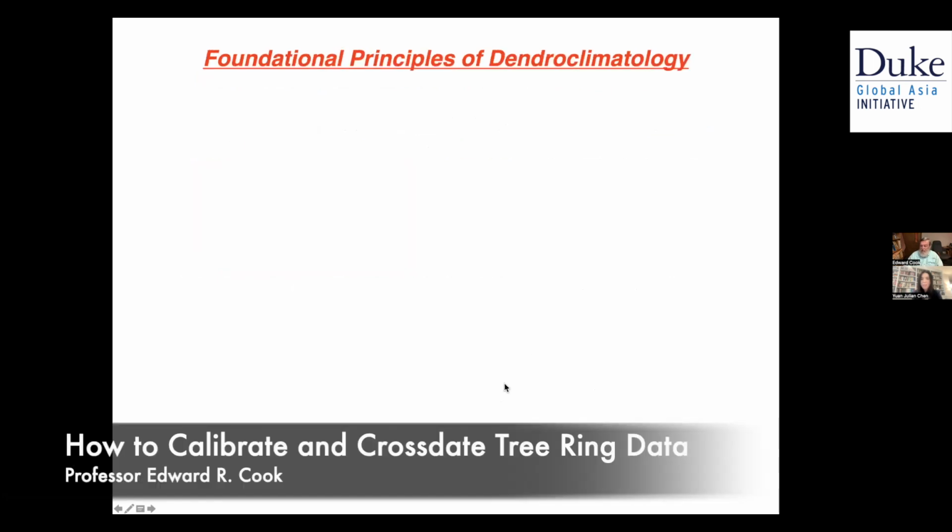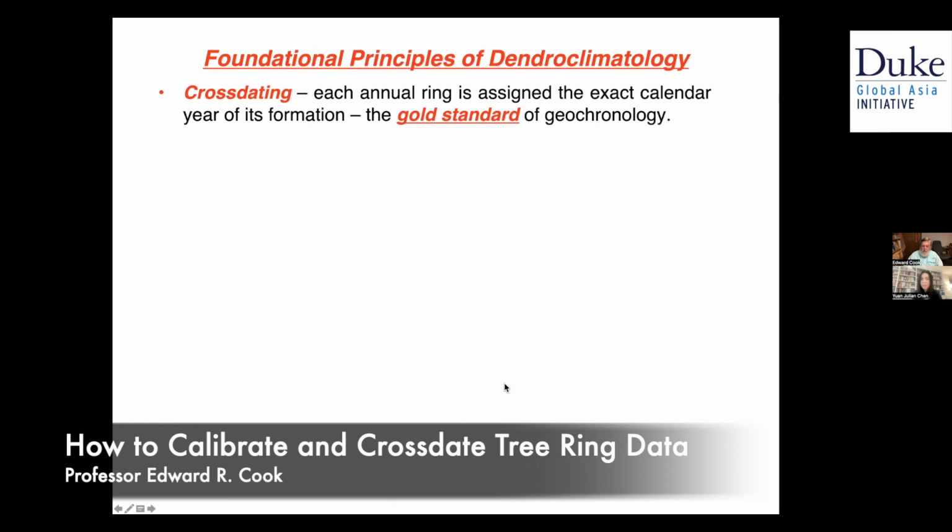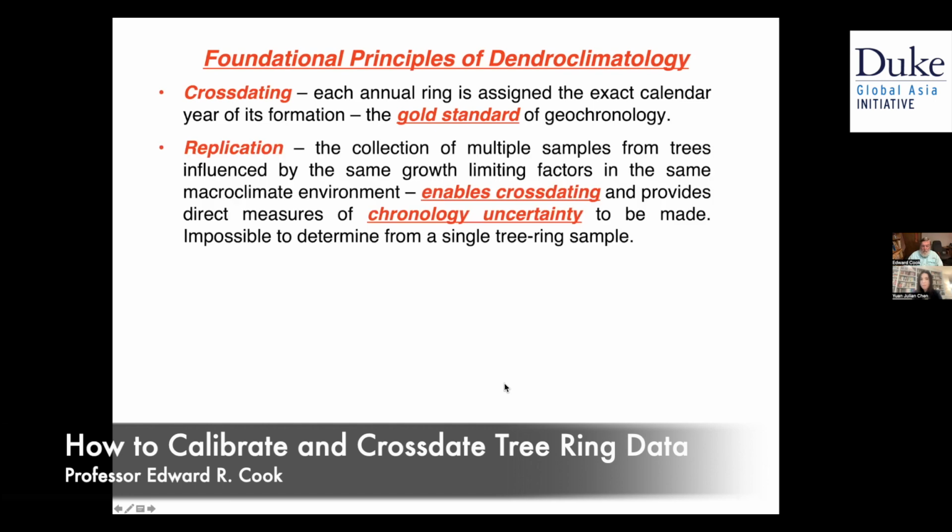There are certain foundational principles that I'd like to just briefly go over in terms of dendroclimatology. We go through a process called cross-dating, in which each annual ring is assigned the exact calendar year of its formation. And this is what I call the gold standard of geochronology. Replication. We are lucky in the fact that we can easily sample many trees at a given location. And we call that replication.